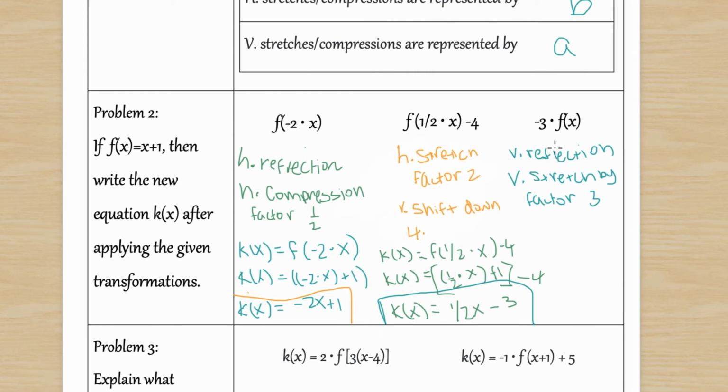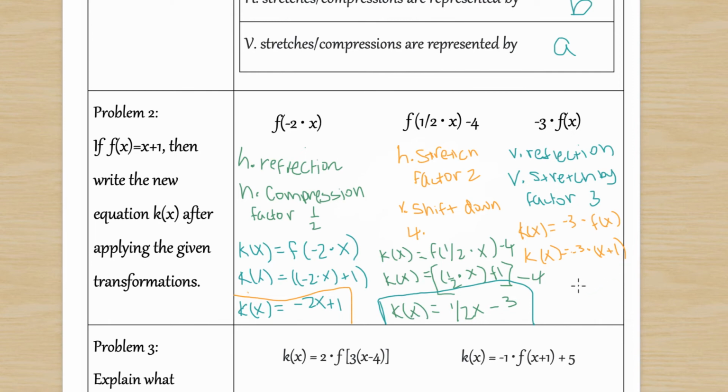So we have these 2 transformations affecting this, and so now we're going to start writing our new equation. So we're going to set k of x equal to negative 3 times f of x. So we want to get rid of that f of x, so we're going to say k of x is equal to negative 3 times, and then f of x is equal to x plus 1. So we're going to say negative 3 times x plus 1.